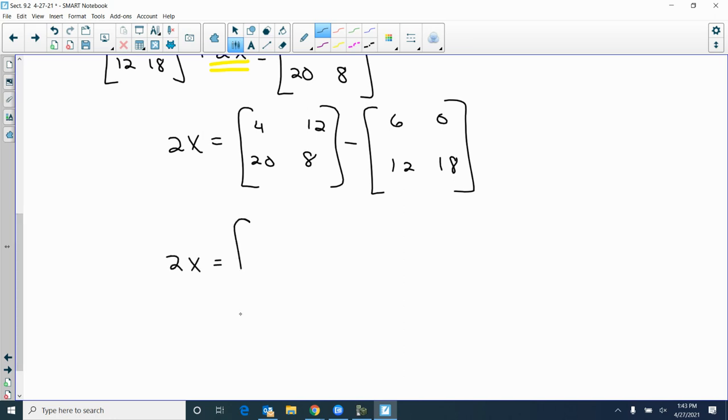So 2x equals 4 minus 6 is negative 2. 12 minus 0 is 12. 20 minus 12 is 8. 8 minus 18 is negative 10.